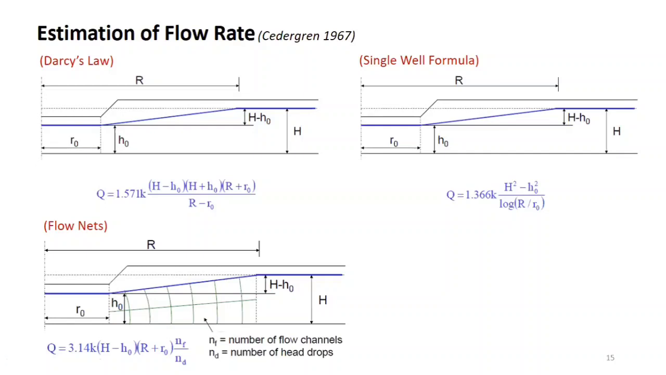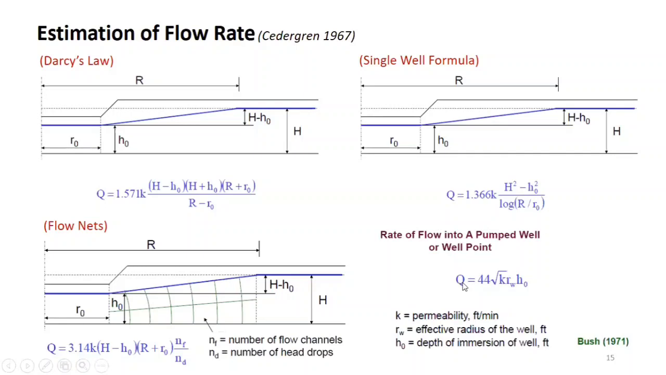So once you have drawn this flow net either manually or using some tools, like you can do it in SEEP/W, it can draw flow nets for you, in the GeoStudio program. And once you get the flow net, you can calculate the flow rate by using this expression.